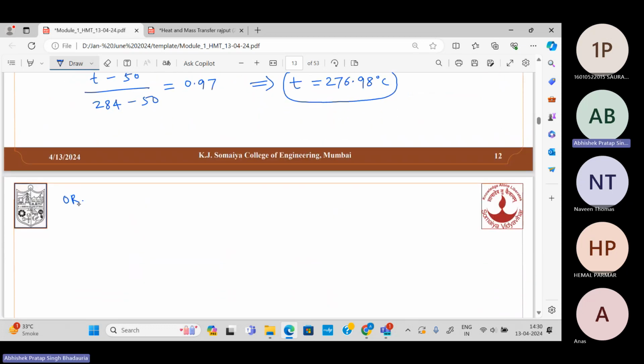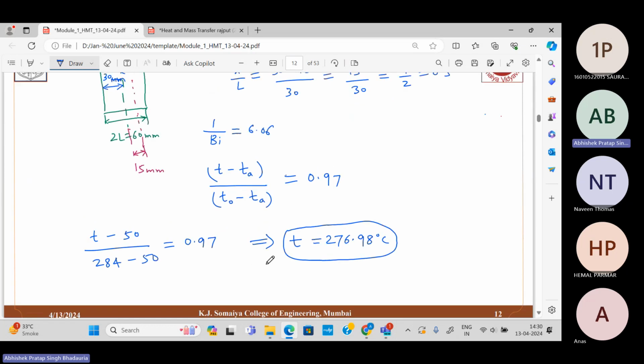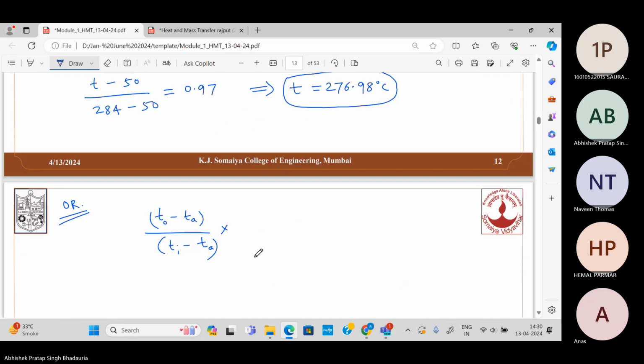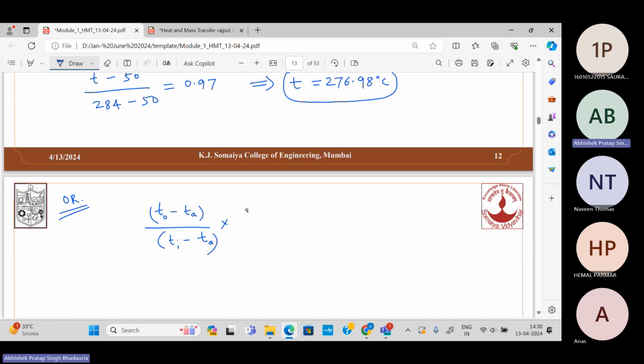Okay, this is the alternate way, the shortcut. So I can find T naught minus Ta divided by Ti minus Ta. And from the correction factor chart, I can find this correction factor, T minus Ta divided by T naught minus Ta.